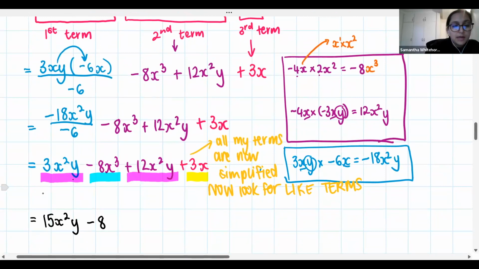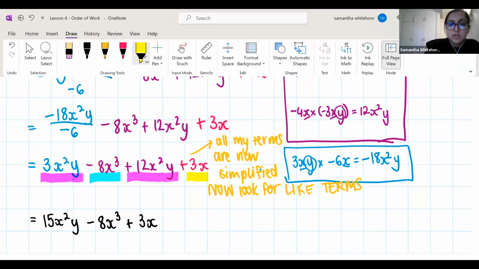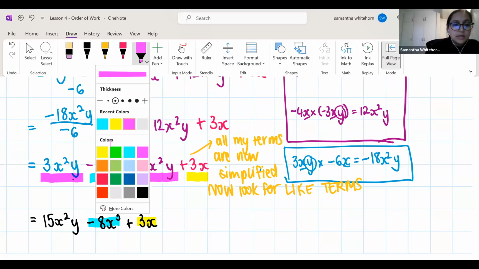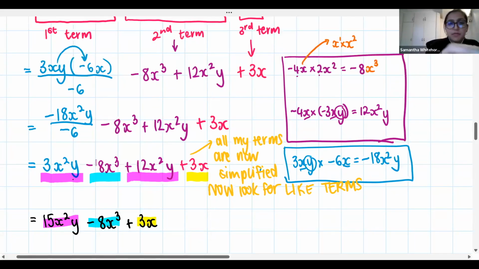Then I've got my minus 8x cubed plus 3x. I can't do anything with those final terms. They aren't like terms to anything else, so they just stay there. So as a reminder, these terms have come from me simplifying my like terms, and each of those have come from the simplification.